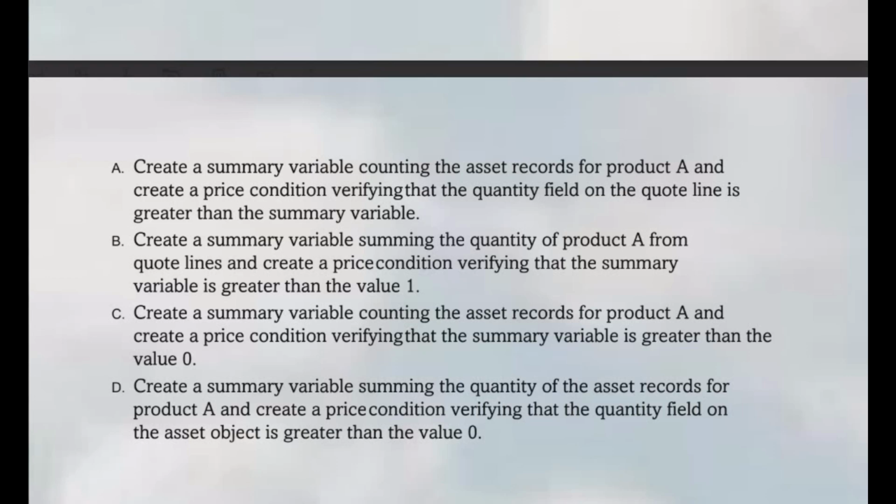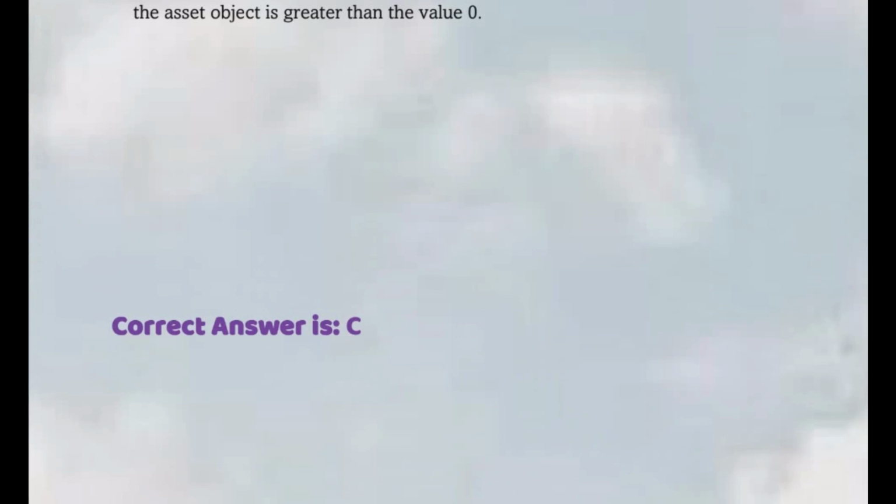Option C, create a summary variable counting the asset records for product A and create a price condition verifying that the summary variable is greater than the value 0. Option D, create a summary variable summing the quantity of the asset records for product A and create a price condition verifying that the quantity field on the asset object is greater than the value 0. Correct answer is option C.